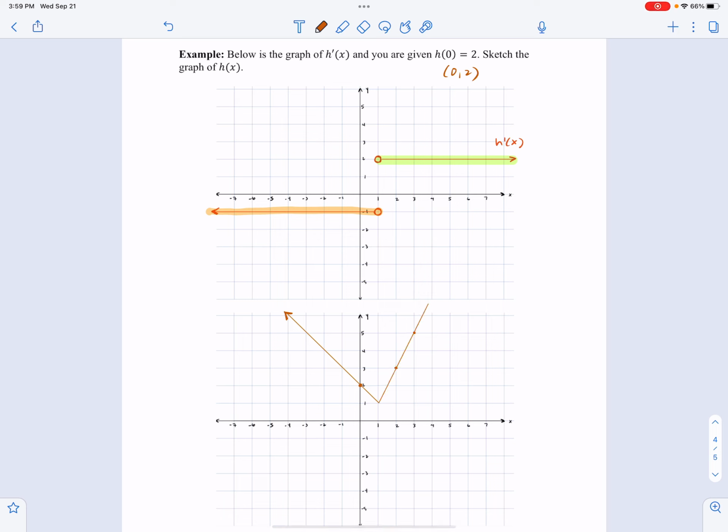I'm going to draw h as being continuous, but like I said, you could do either. So it looks kind of like a funky absolute value. This would be our sketch of h of x.